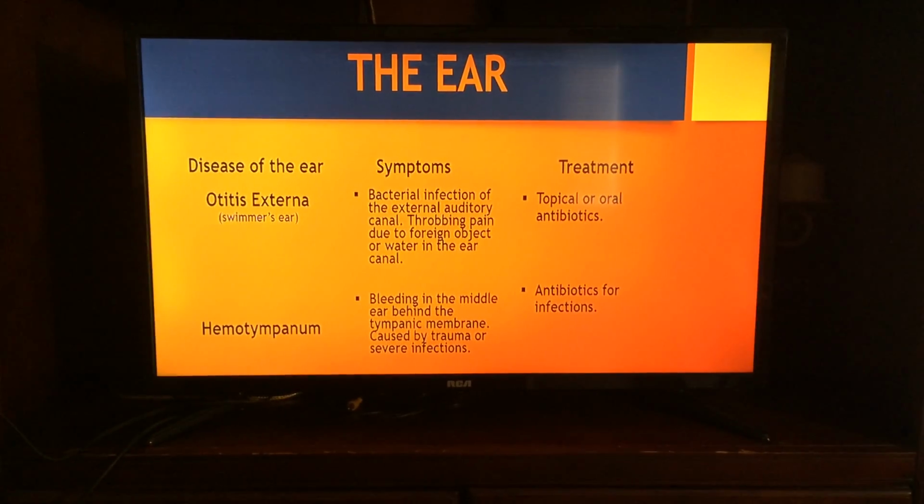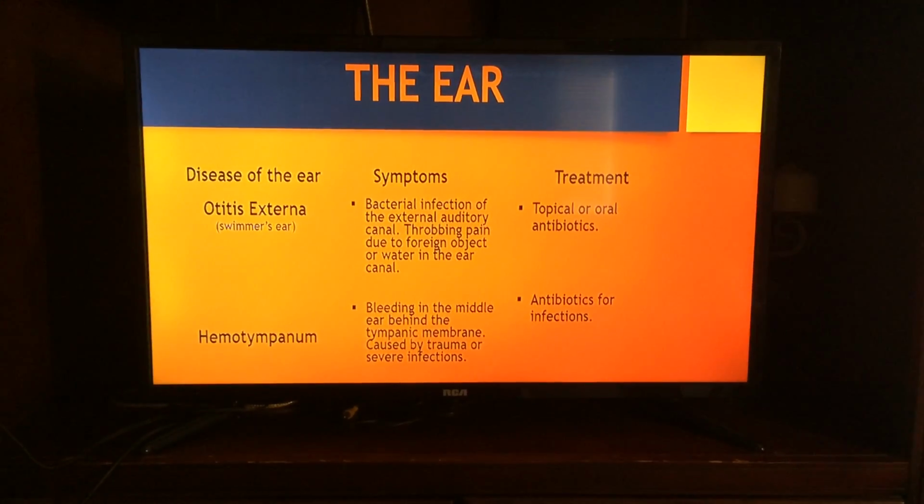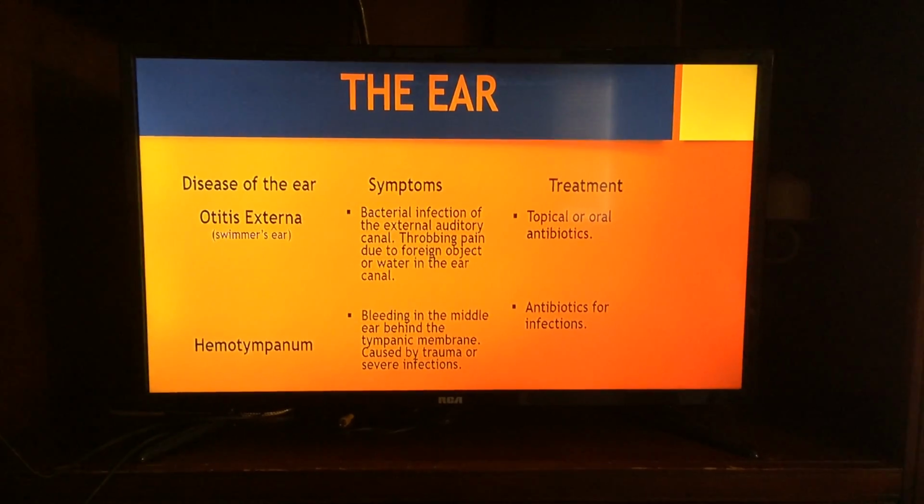Hemotympanum is bleeding in the middle ear behind the tympanic membrane caused by trauma or severe infections. Antibiotics for infections would be a treatment.